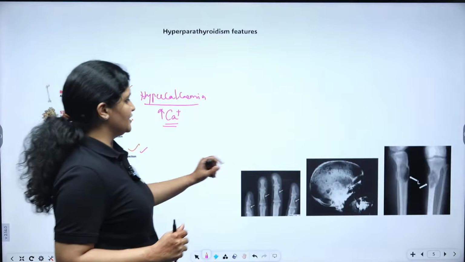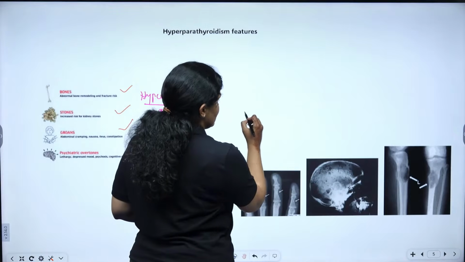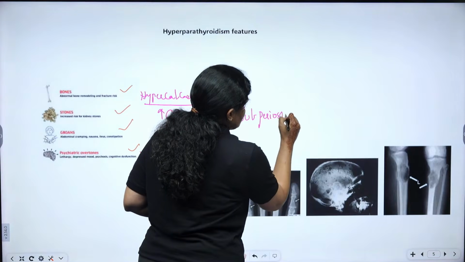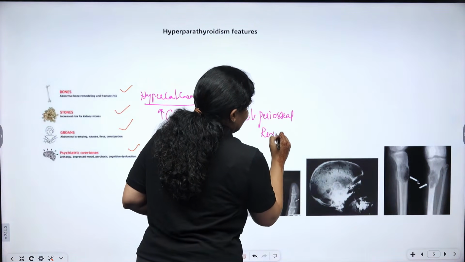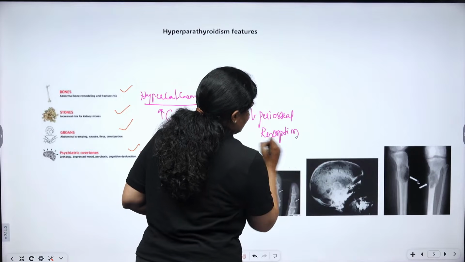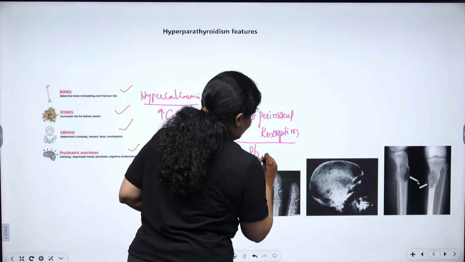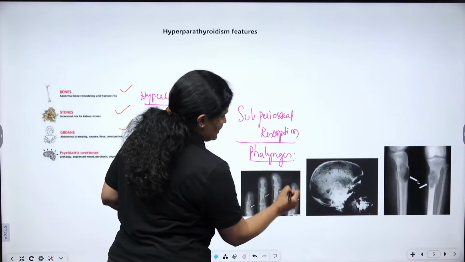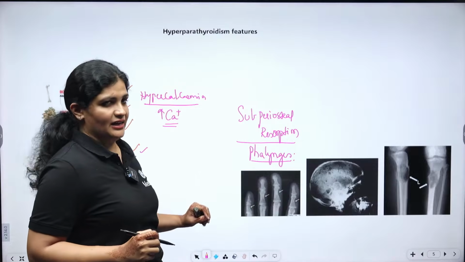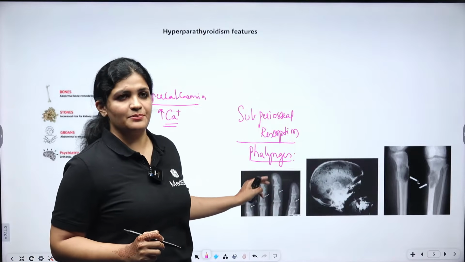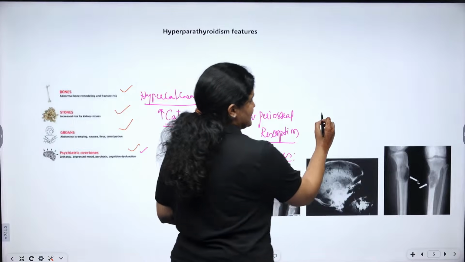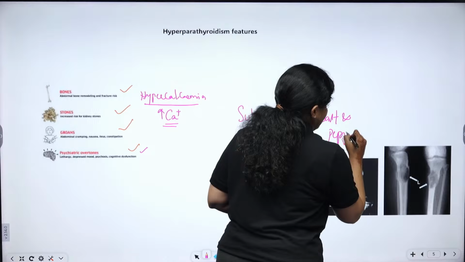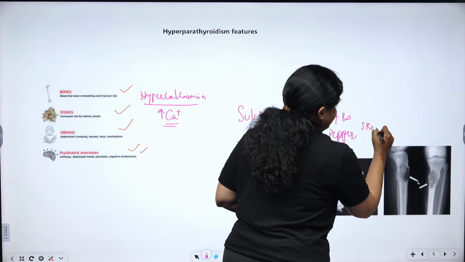Right, and what will actually happen in the X-ray? If you see the X-rays, there will be subperiosteal resorption, mainly seen in the phalanges. So you have to remember, whenever they put an X-ray of phalanges, especially on the radial side, there is subperiosteal resorption, mostly seen on the second phalanx. And in the skull, you have the salt and pepper type of appearance.